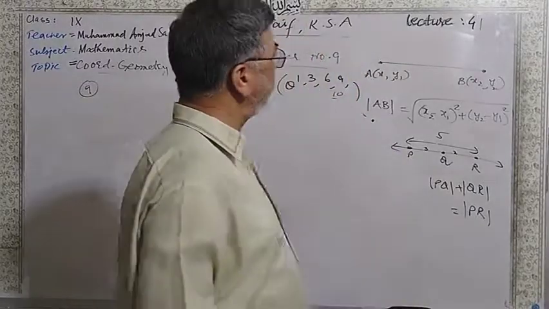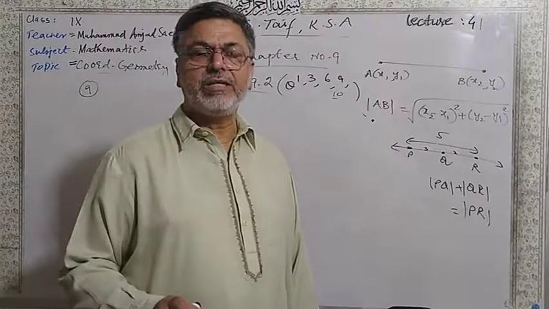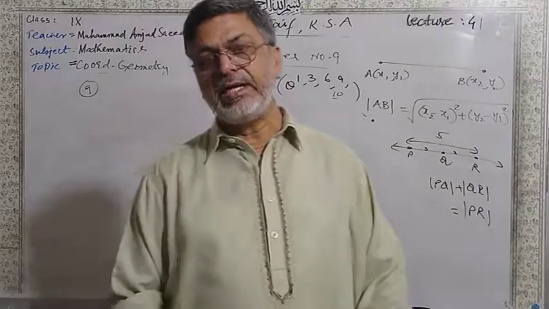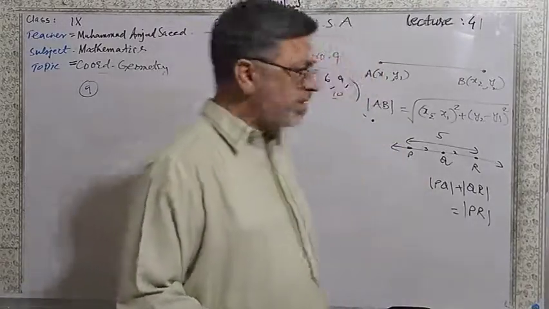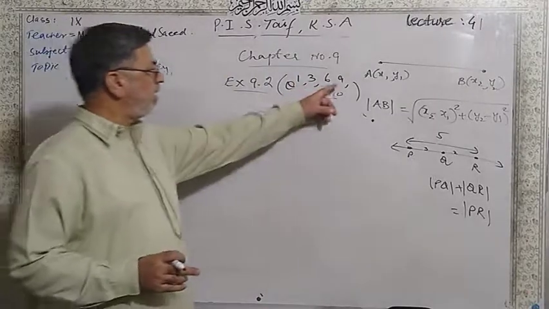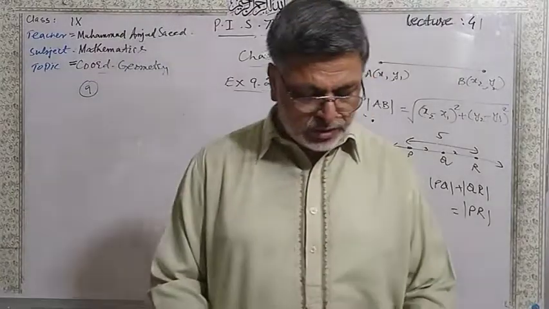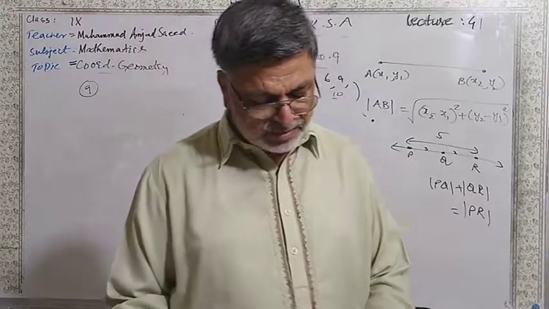Last time we were having our lecture number 40. Today we will continue our lecture number 41 from the same exercise 9.2. Last time I left one question, number 9. Actually, this question number 9 is to be solved now. The question is, show that the points M, N, P, Q are the vertices of a parallelogram.